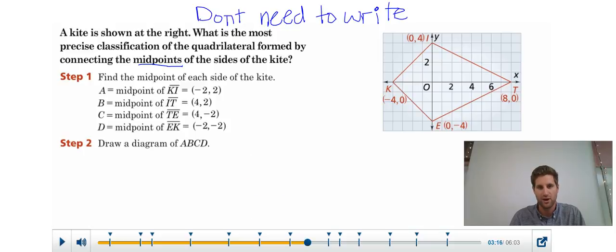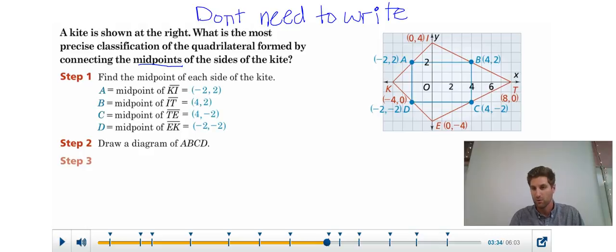Okay, so we got 4 midpoints. It's a lot of work. A lot of work right there. And they plot all 4 points and connect it. Now we're looking at this picture, and we're saying, yeah, this looks like it could be a rectangle. We actually know for sure that these are 90 degrees in here.